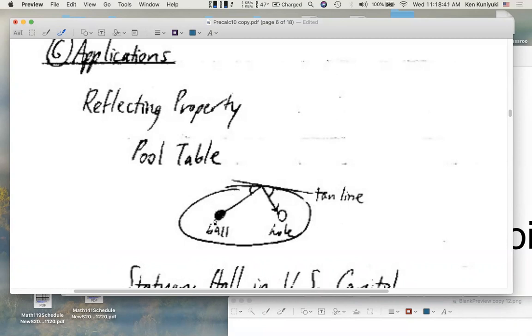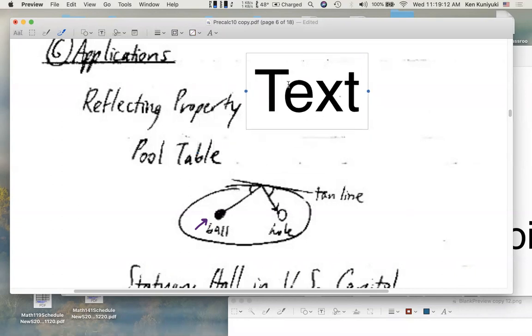And the idea is that regardless of which direction you hit the ball in, if the ball reflects off that elliptical surface, which is perfectly elastic, it's going to fall into the hole. So if the ball is at one focus, it'll reflect off the ellipse, and the ball will fall into the hole here at the other focus. Now, this has many applications. This reflecting property for ellipses has a lot of great applications. Again, this is for ellipses, of course.